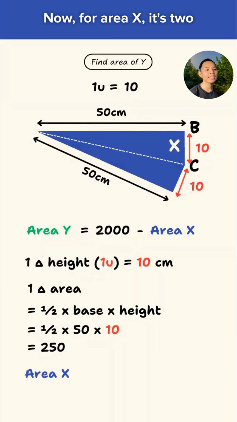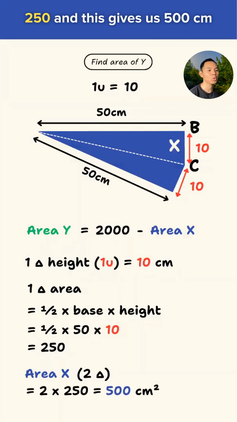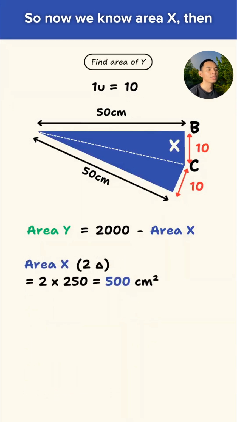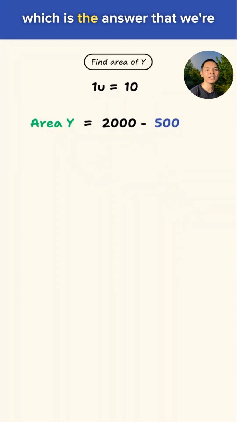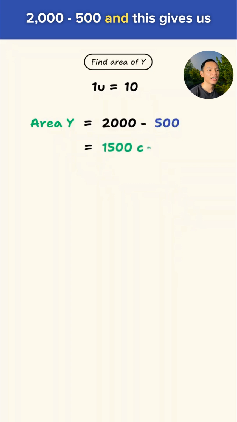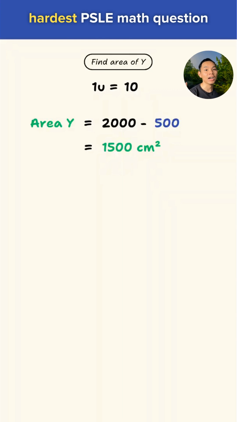Now for area X, it's two triangle areas, which is just 2 times 250, and this gives us 500 centimeter square. So now we know area X, then we can know area Y, which is the answer that we're looking for, which is essentially 2000 minus 500, and this gives us 1500 centimeter square. And that's how you solve the hardest PSLE math question for 2024.